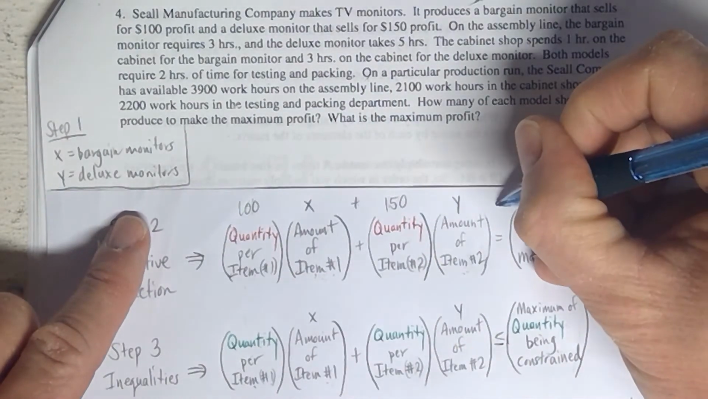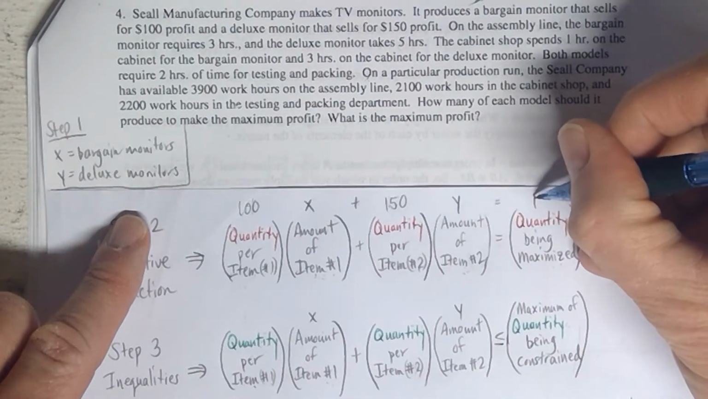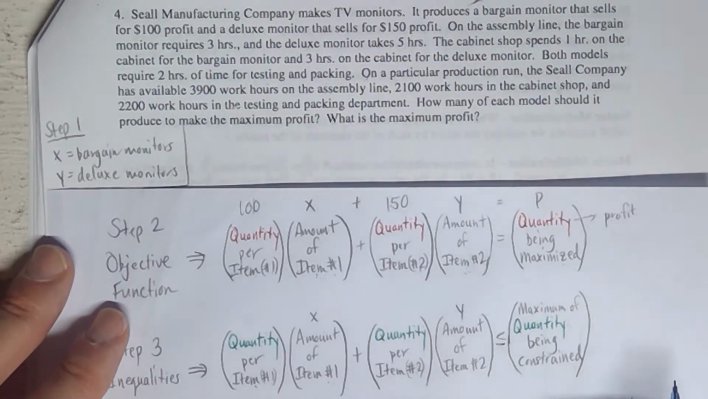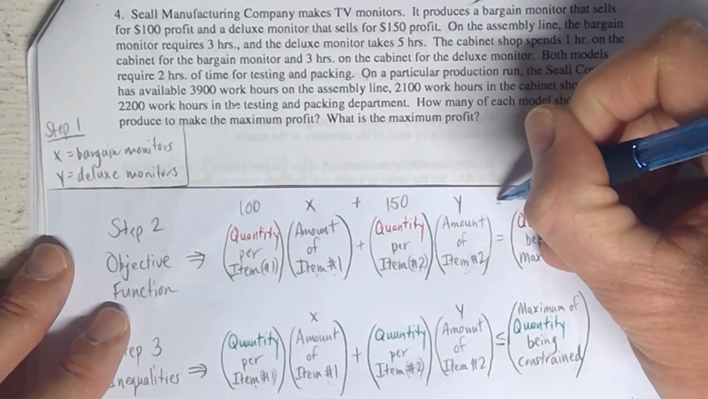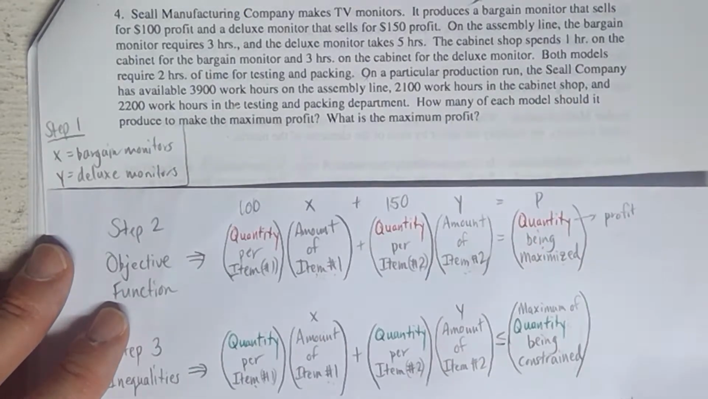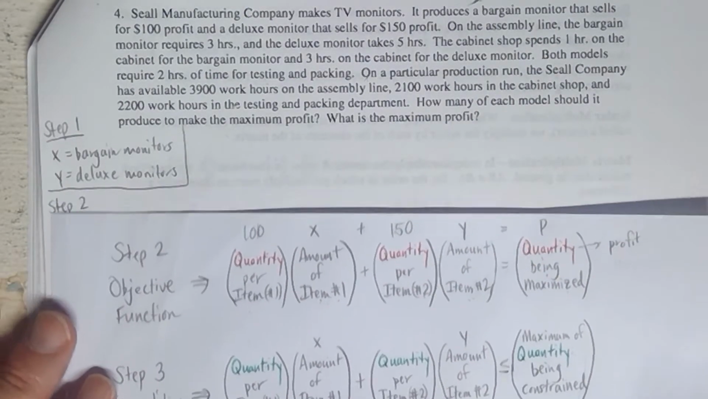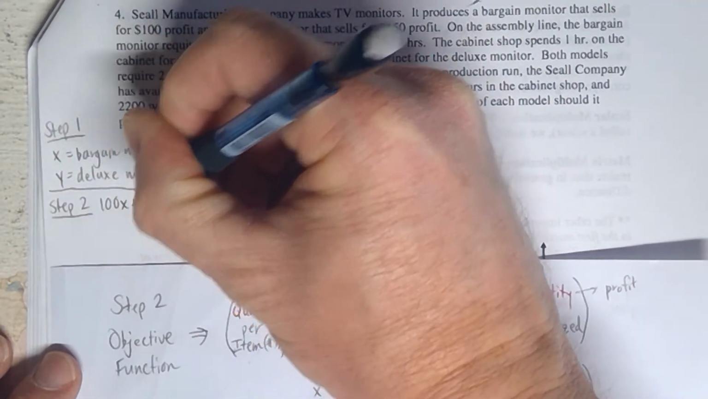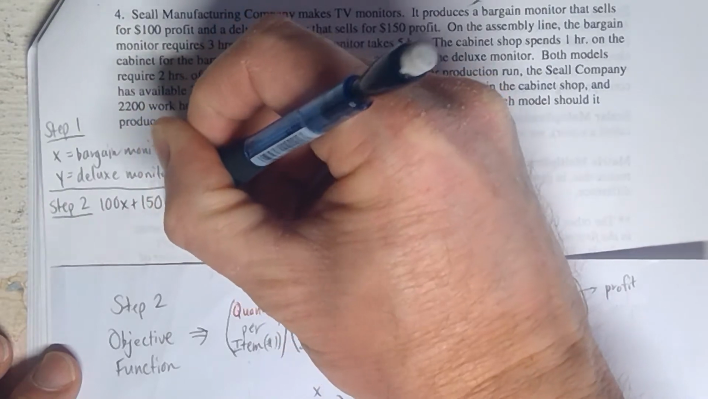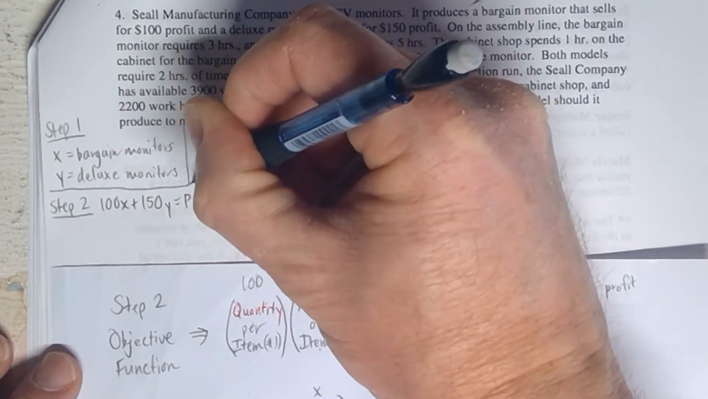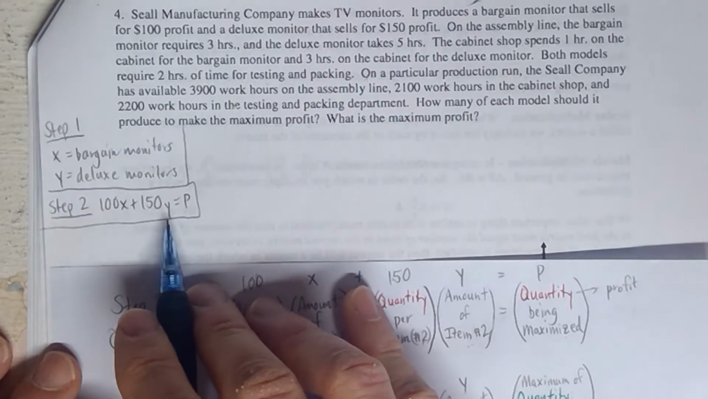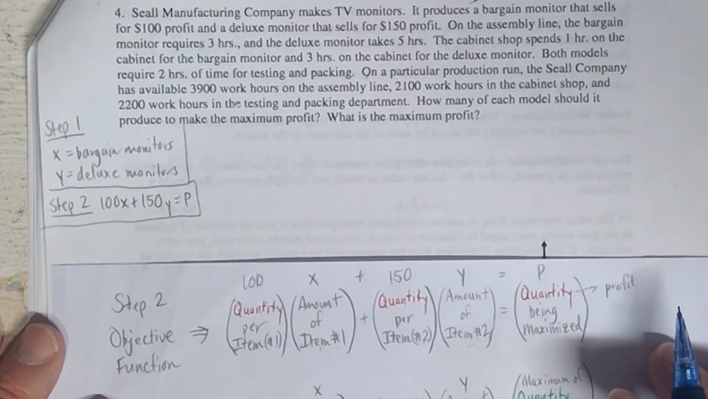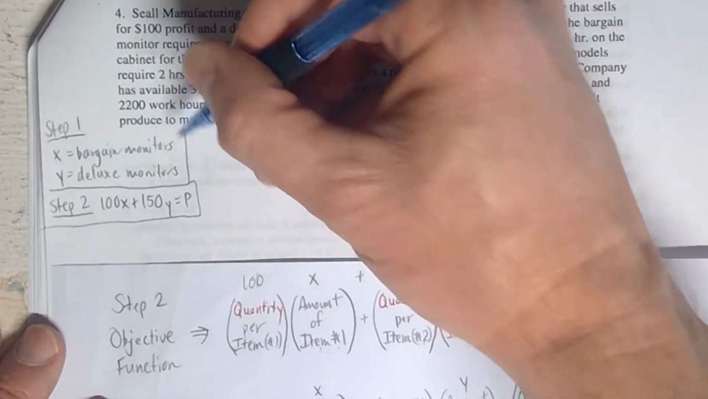Okay. And so I'll call this P for profit again. P stands for profit, just like P stands for people. But you can call it any letter you want. I'll just call it P because it stands for profit. So that is what I call the objective function. It's the thing that you're trying to maximize. We'll refer to that at the very end of the problem when we do our corner points, just like we did in problem number 3.